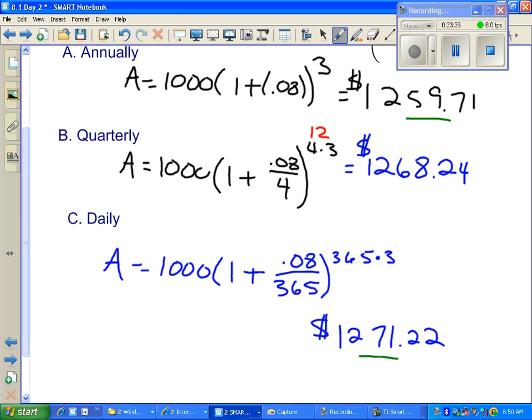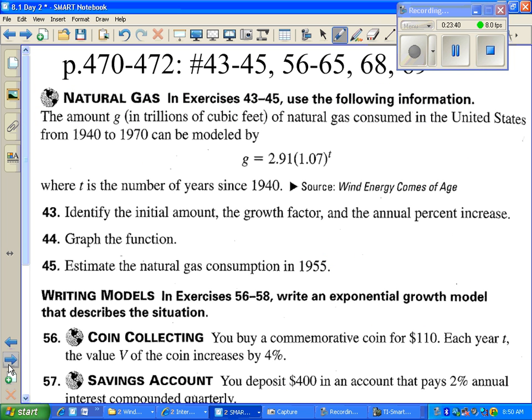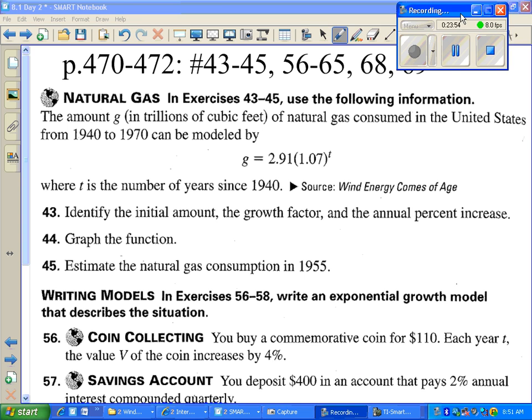So the next thing is our homework. Our homework can be found on page 470 through 472, numbers 43 through 45, 56 through 65, 68, and 69. Have a good day.